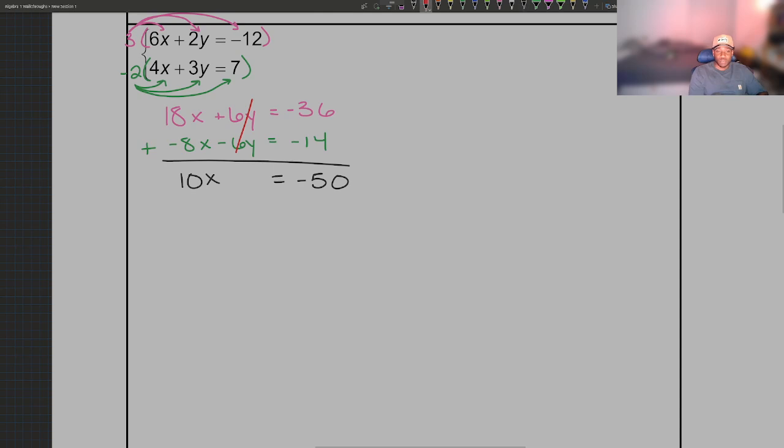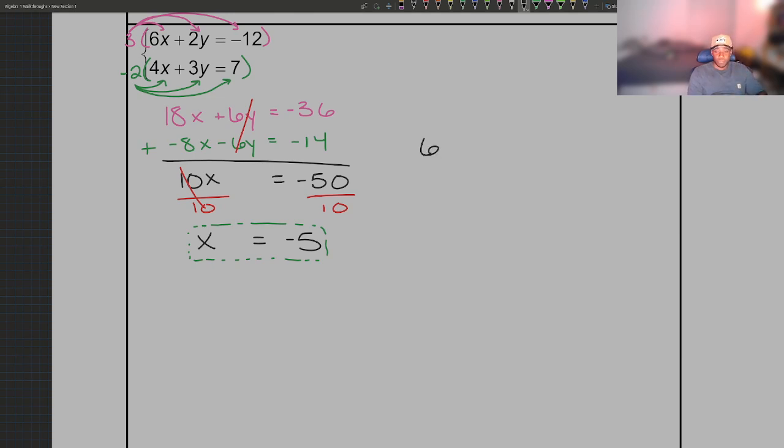And all we have to do is get x by itself with a little division. We end up with x equals negative 5. All right, now that we've taken care of that, we're going to plug this solution back into whichever equation we want to get the other one. I'll choose the top one. Doesn't really matter here. It seems like they're both equally difficult.